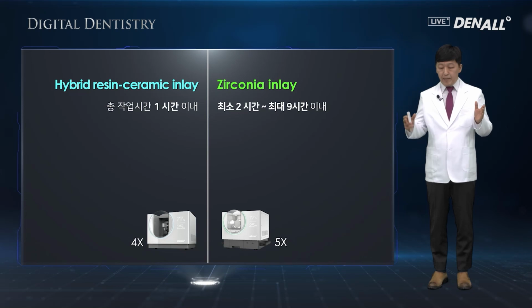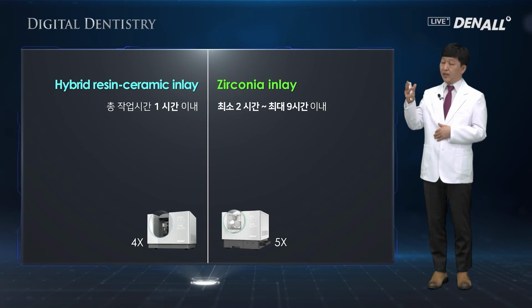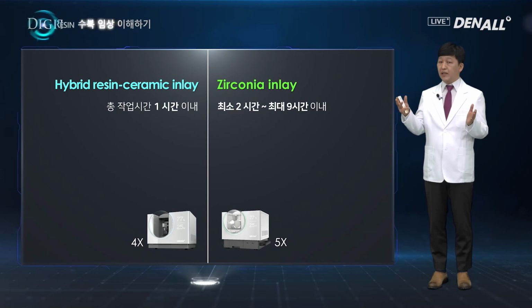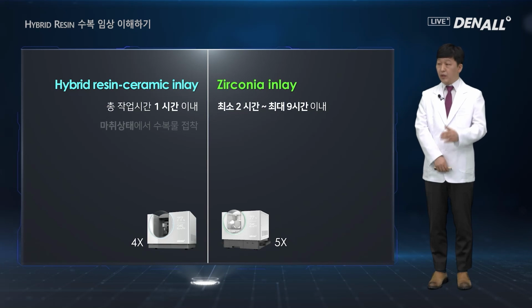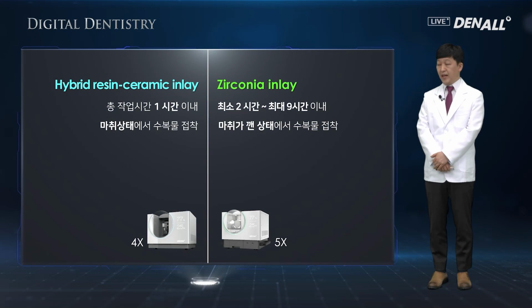The biggest advantage of hybrid resin ceramic inlay is that everything is done within 1 hour when the patient is under anesthesia, and it does not cause any discomfort or hypersensitivity. However, in the case of zirconia, such advantages cannot be enjoyed. Therefore, there's the difference here. As mentioned, there's the difference of whether the patient is under anesthesia when bonding is done. And therefore, different problems can result.